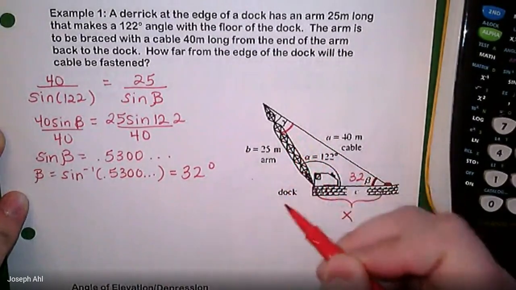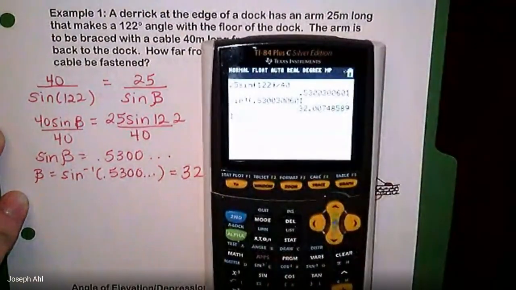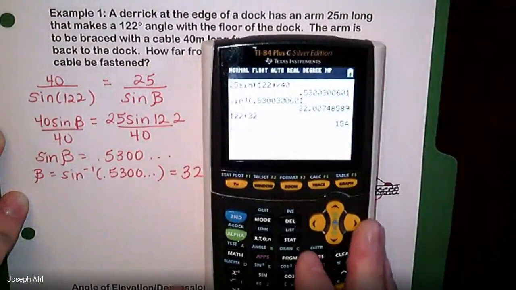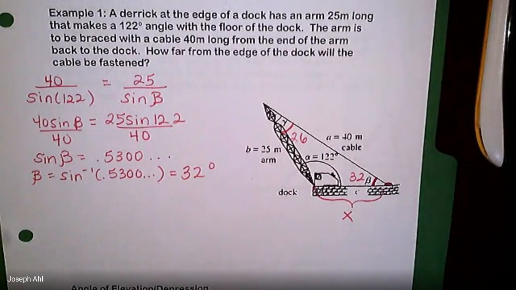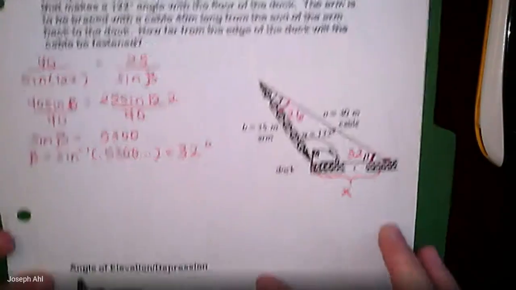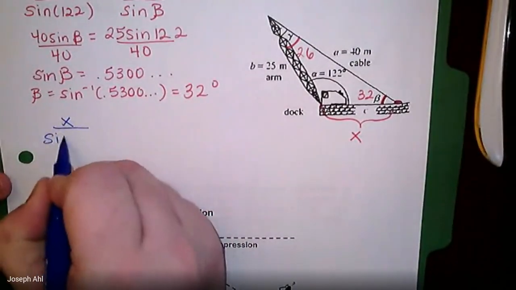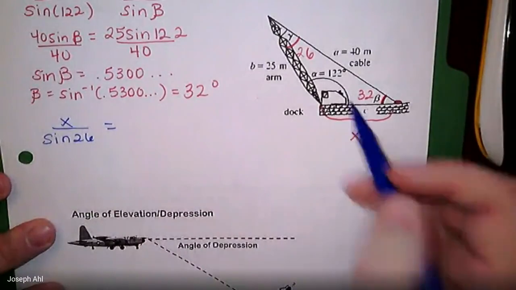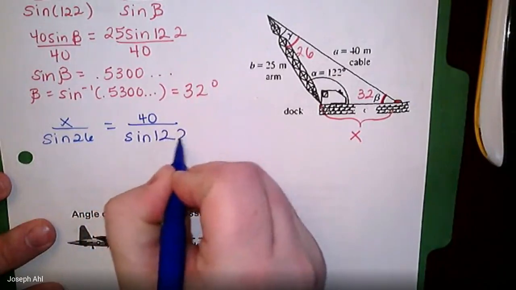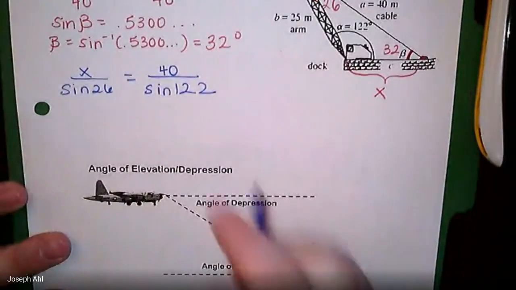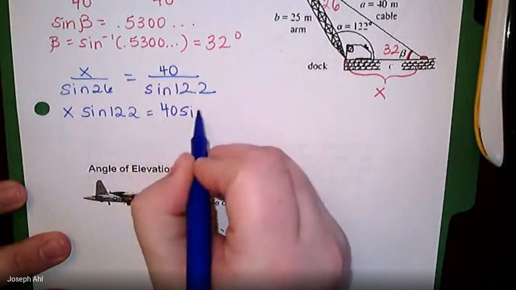So now I can find this angle, I'll call it gamma up there. To find that angle, I know two angles in the triangle, 122 and 32. So if I subtract from 180, you would get that there's 26 degrees left up here. So now that I know that that's 26, we'll do law of sines one more time to find the length that we've called x. So x over sine 26 is equal to 40 over sine 122. Okay, and once you get the law of sines set up, cross multiply: x times sine 122 equals 40 times sine 26.